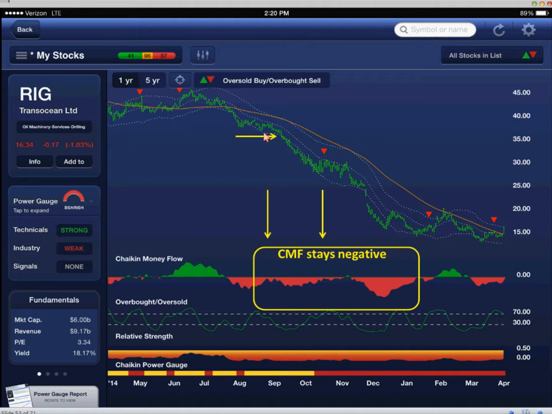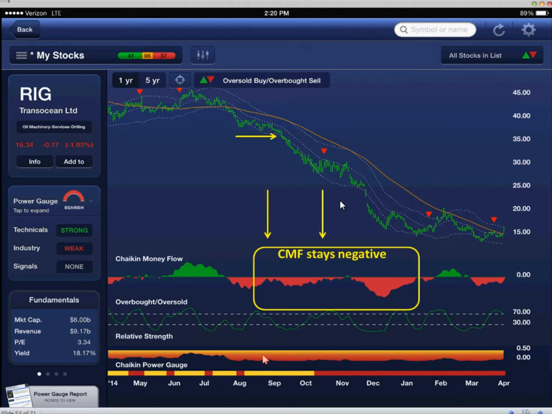It broke support. Look at this consolidation phase. That's about 3 weeks trying to make a bottom. Look what's happening with Chaikin money flow. Never turns positive. That's the reverse of what we were looking at. That's your tell that this stock is going lower. The institutions are selling it, in this case not on strength, but just on that sideways action.